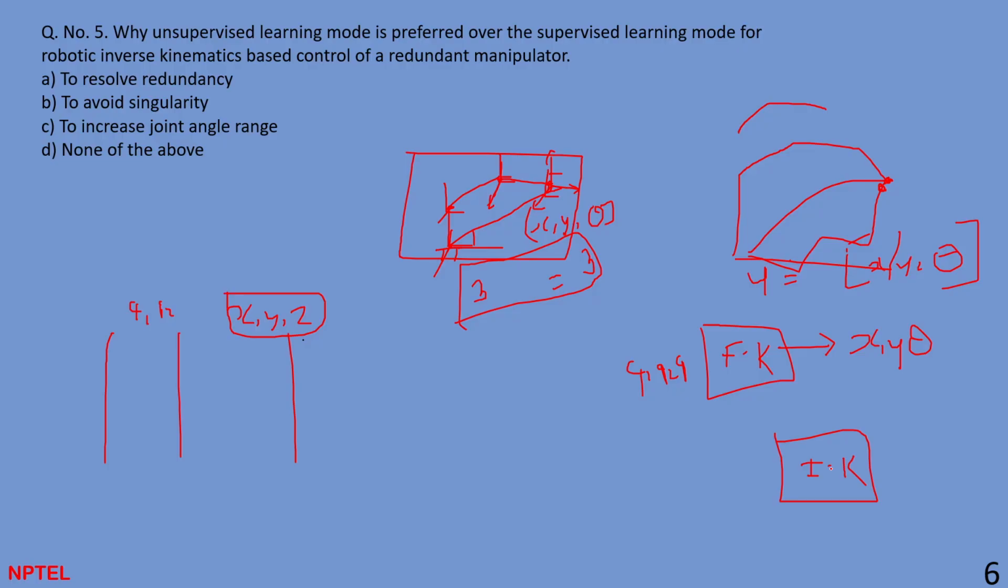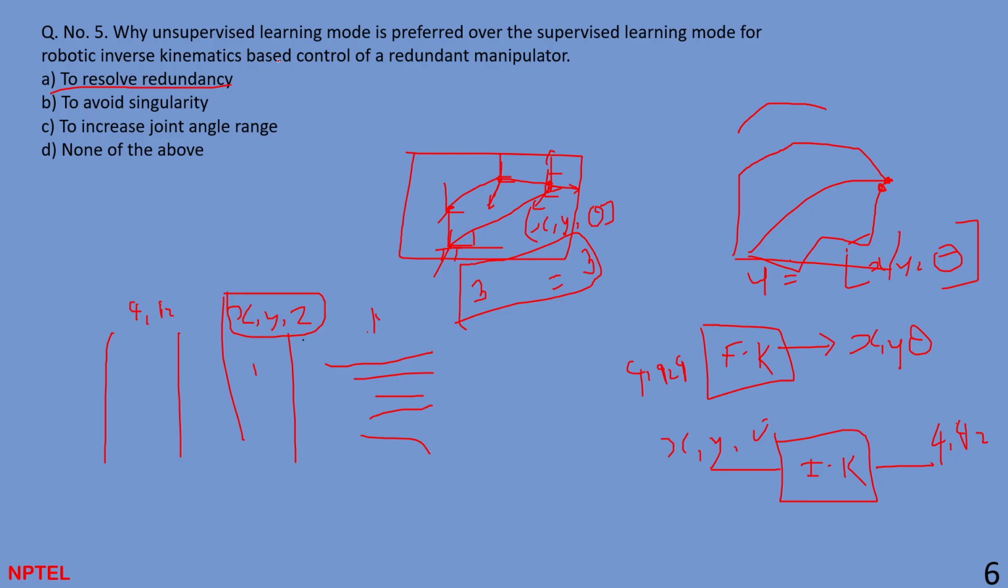But let's say you're doing an inverse kinematics model, and you give something like x, y, theta. In that case, for q1, q2, q3 you will get multiple solutions. So when you give x, y, z as input and expect q1, q2, q3, you will get multiple solutions. Then it will be difficult to solve with a supervised neural network model. For that you use something called unsupervised learning, right? So your option here will be to resolve redundancy.